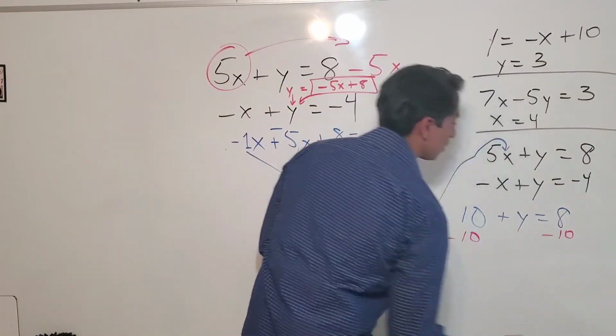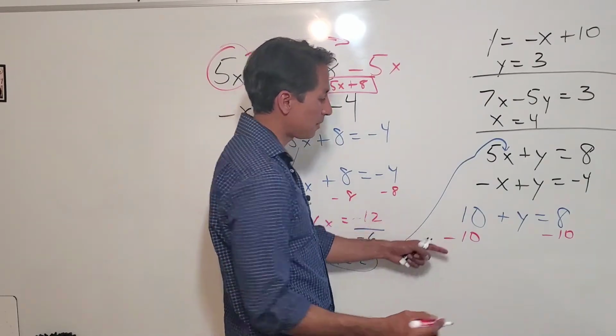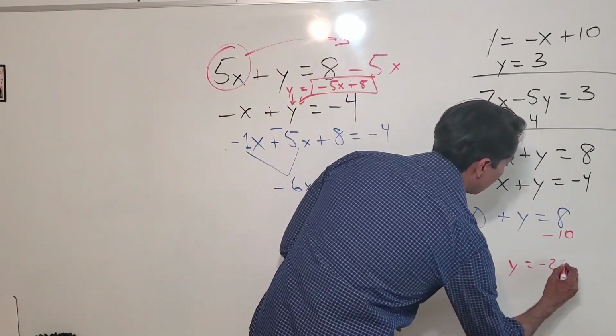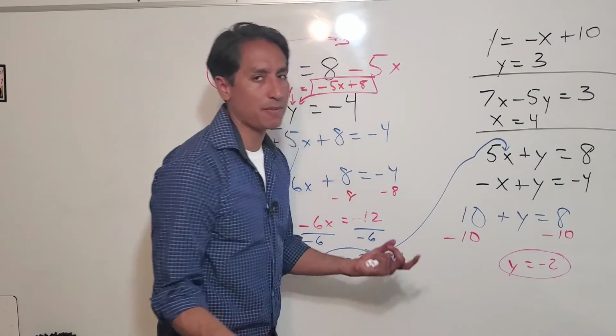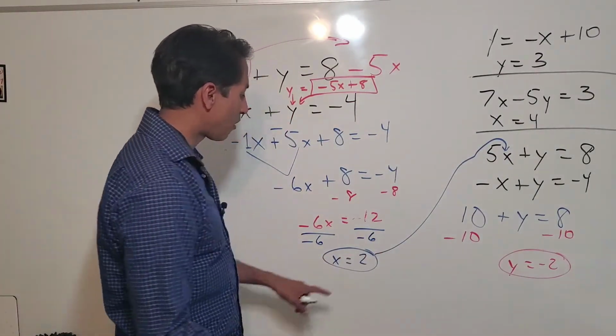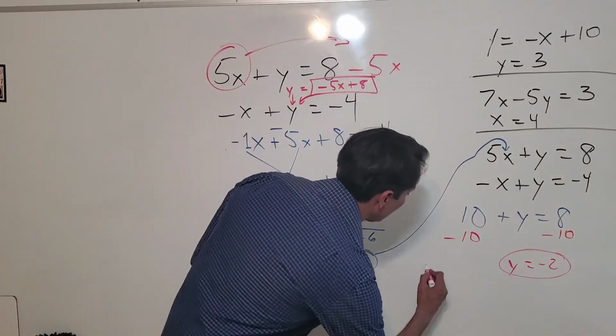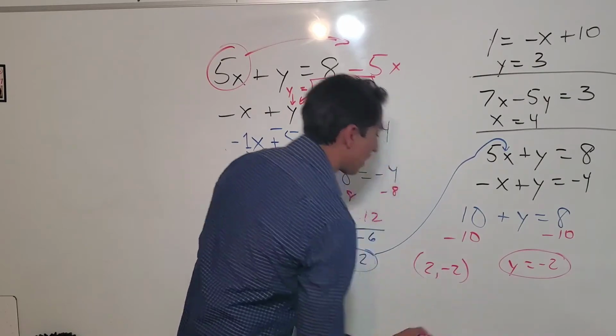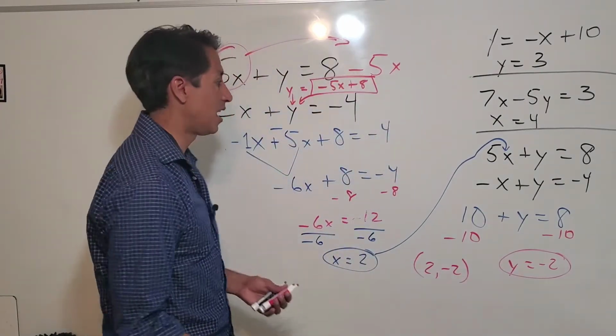Minus 10 from both sides, right? Because I'm going to do the opposite, and I get y equals negative 2. So I've done it mathematically. And so now I'm done. I have 2 and negative 2. I write it out as an ordered pair, and I'm done.